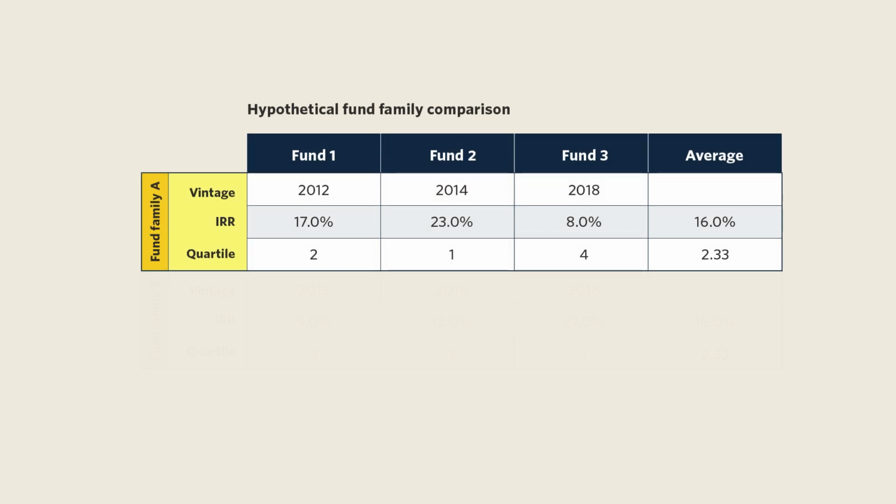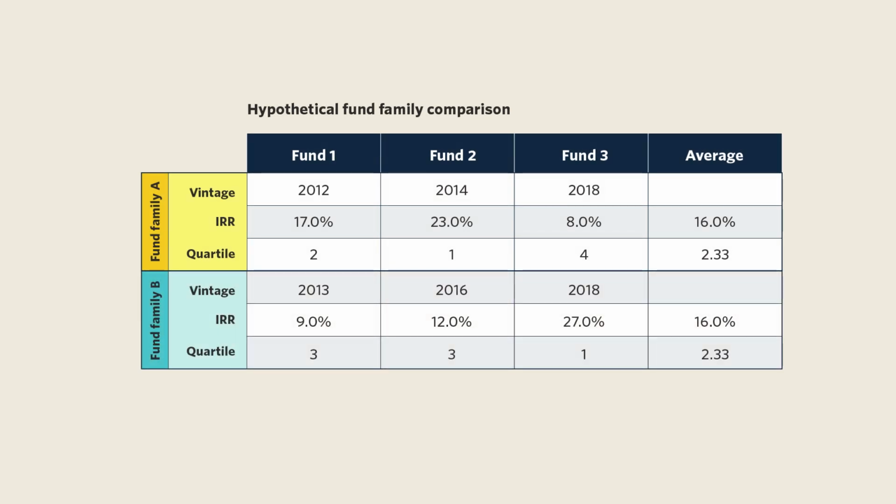Here's another example of two hypothetical fund families, Fund Family A and B, each with 3 funds within their family, but with different vintages not in each other's peer groups, with the exception of Fund 3. As you can see, the 6 funds across these families have different IRRs and quartile rankings. They both average out to 16% IRRs and a quartile of 2.33. So, who's better? There's no clear answer using quartiles alone.